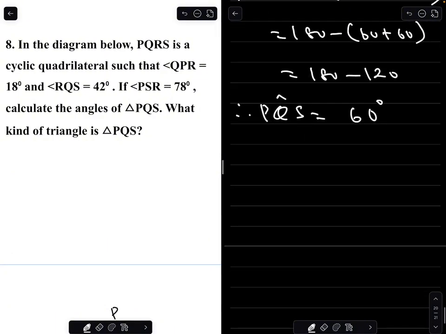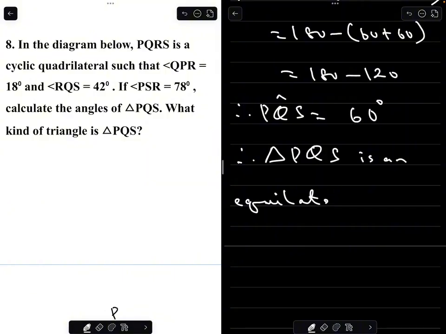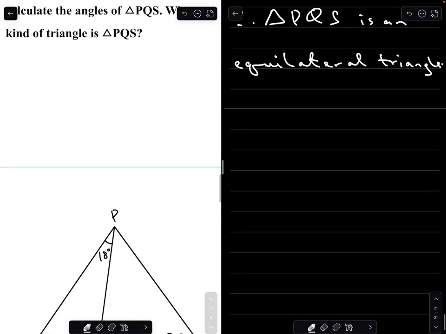Triangle PQS, therefore, is an equilateral triangle. Triangle PQS is an equilateral triangle.